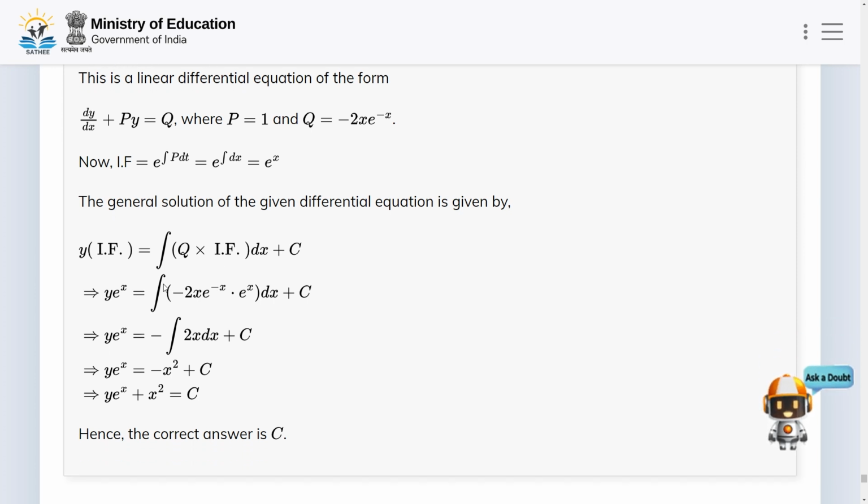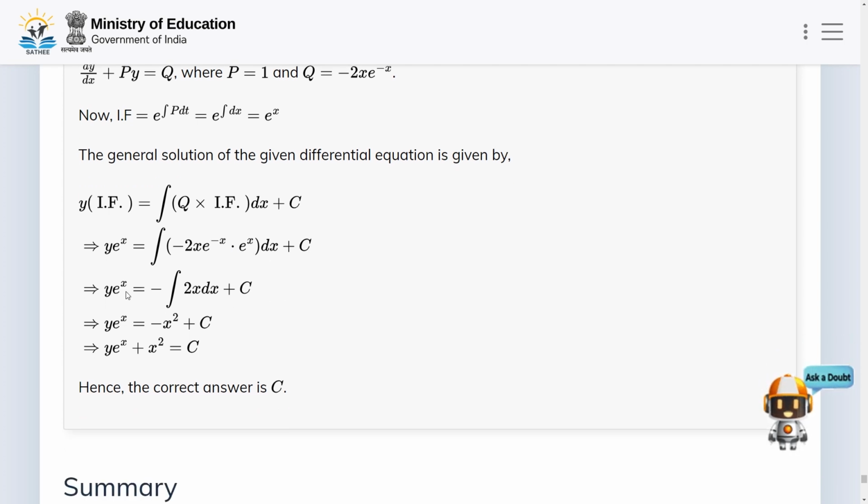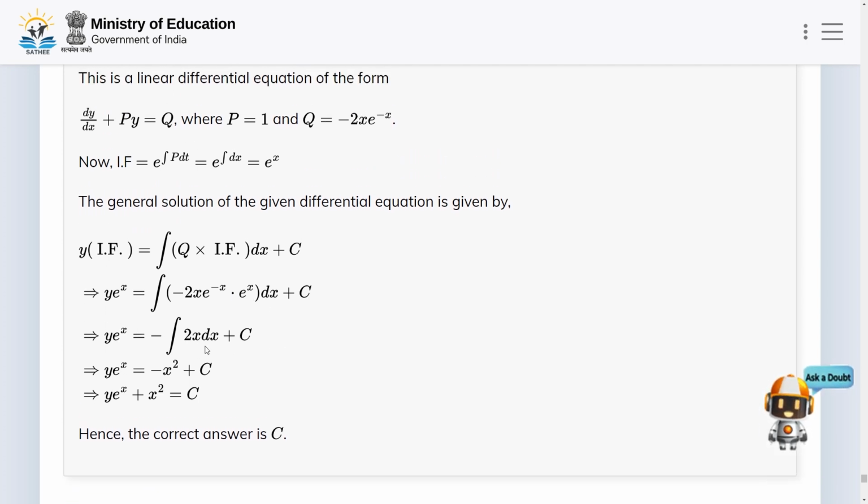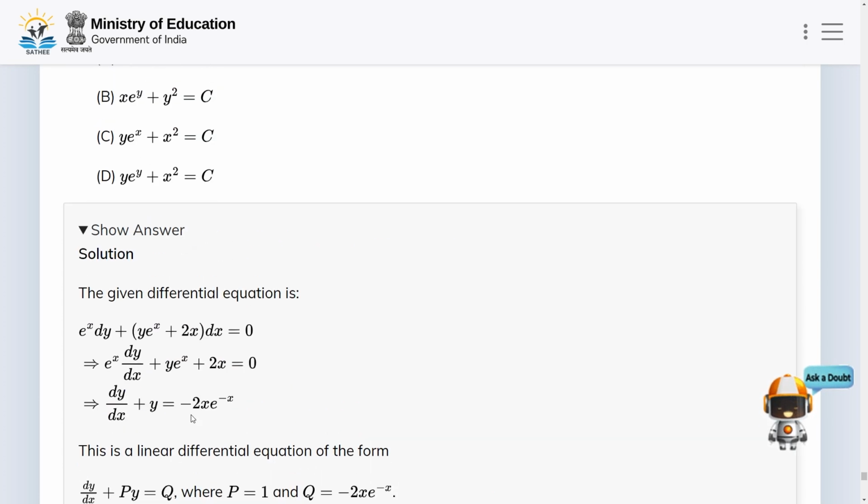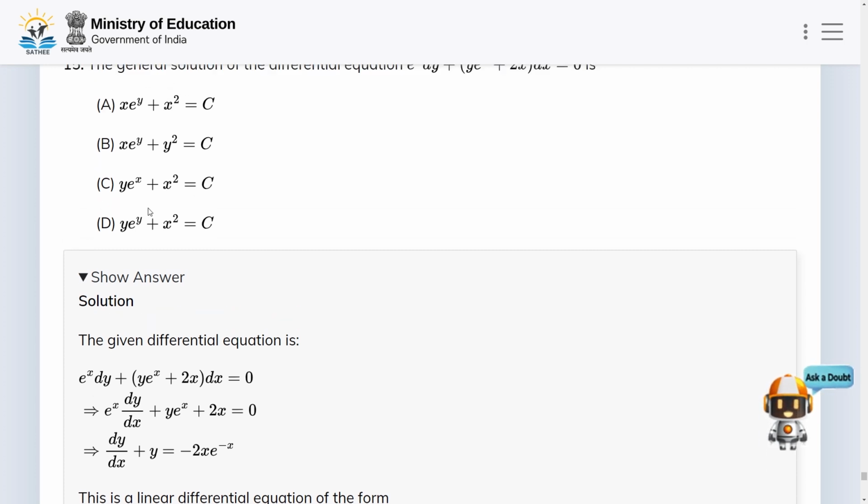So y e^x = integral of -2x e^(-x) multiplied by e^x dx plus some constant. You will have y e^x = -integral of 2x dx plus some constant. y e^x = -x^2 + c. So y e^x + x^2 = c. This means that will be your final answer: y e^x + x^2 = some constant. Option C will be the correct one.